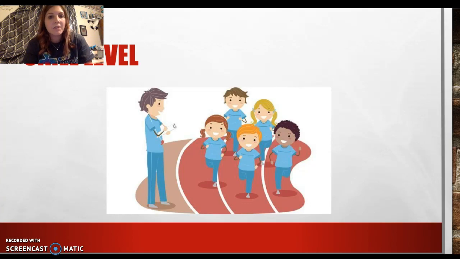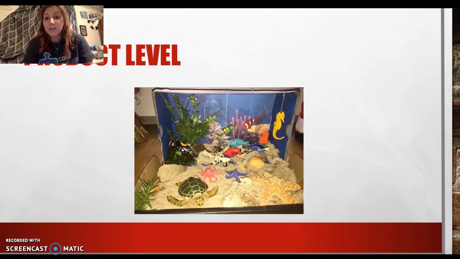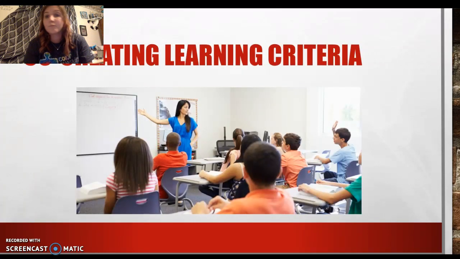The next one that we're going to talk about is product level, and that is the creation of products based on their knowledge. So students are asked to create something that represents their knowledge of a topic. This could be a diorama, a song, a newspaper article, a picture, a collage. So any of those could be used to assess product level.